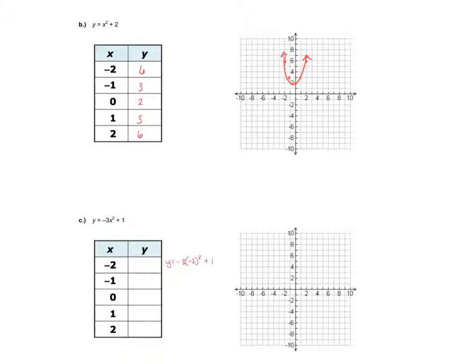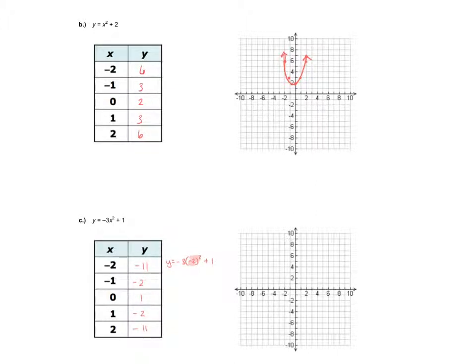So I'm doing the negative 2 squared first because of exponents coming first in PEMDAS, before multiplication. So negative 2 squared is 4 times negative 3 is negative 12 plus 1 is negative 11. Then plug in negative 1. Negative 1 squared is 1 times negative 3 is negative 3 plus 1 is negative 2. Plug in the 0, you end up with 1. Plug in the 1. 1 squared is 1 times negative 3 is negative 3 plus 1 is negative 2. And plug in the 2. 2 squared is 4 times negative 3 is negative 12 plus 1 is negative 11.